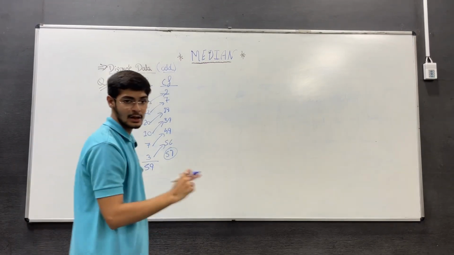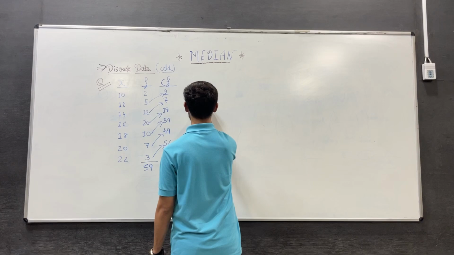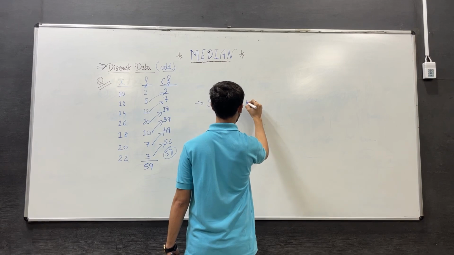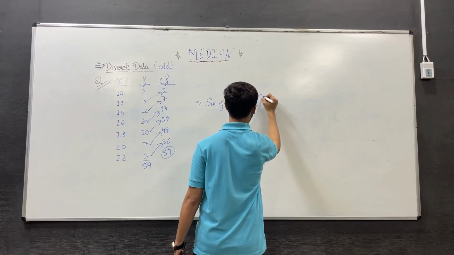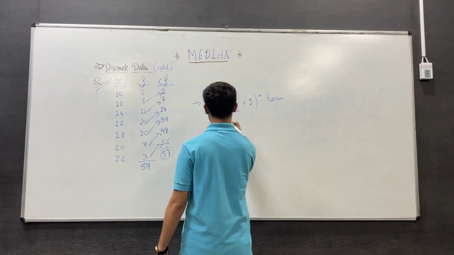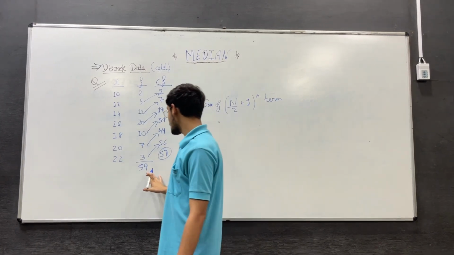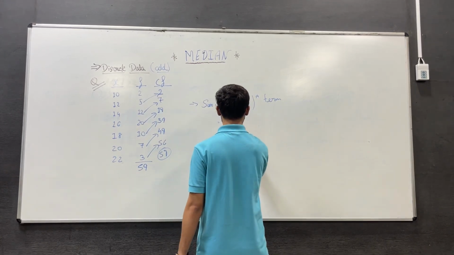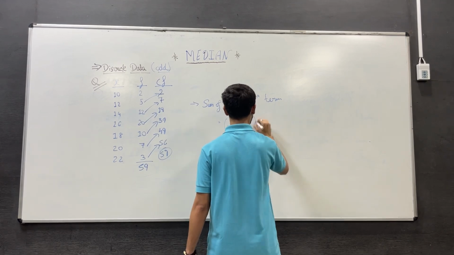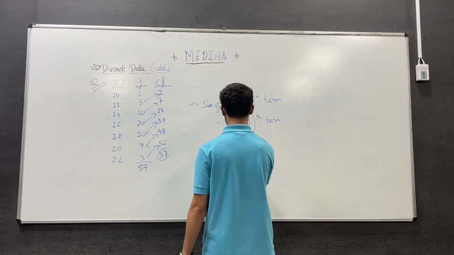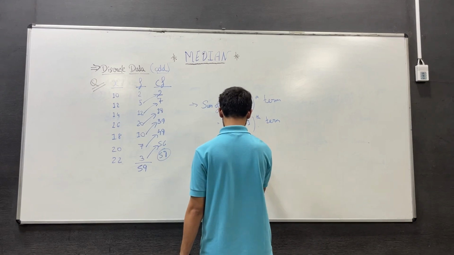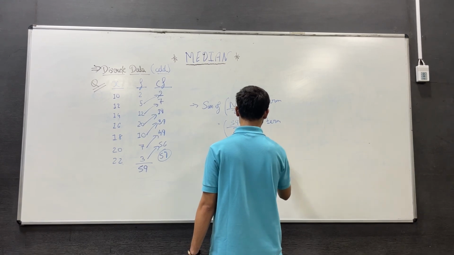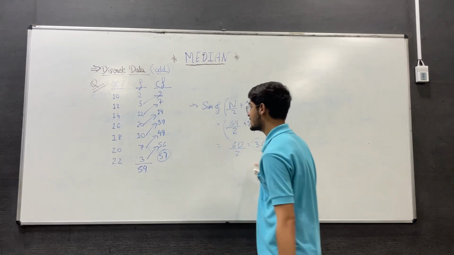So now let's put it under the formula. The formula for it is the (n by 2 plus 1)th term. Here, as we have already discussed, n is equal to the summation of frequencies. So here n is 59. So we will put (59 plus 1) by 2 th term, which will be 60 by 2, which will be 30. So here 30 is not our median.